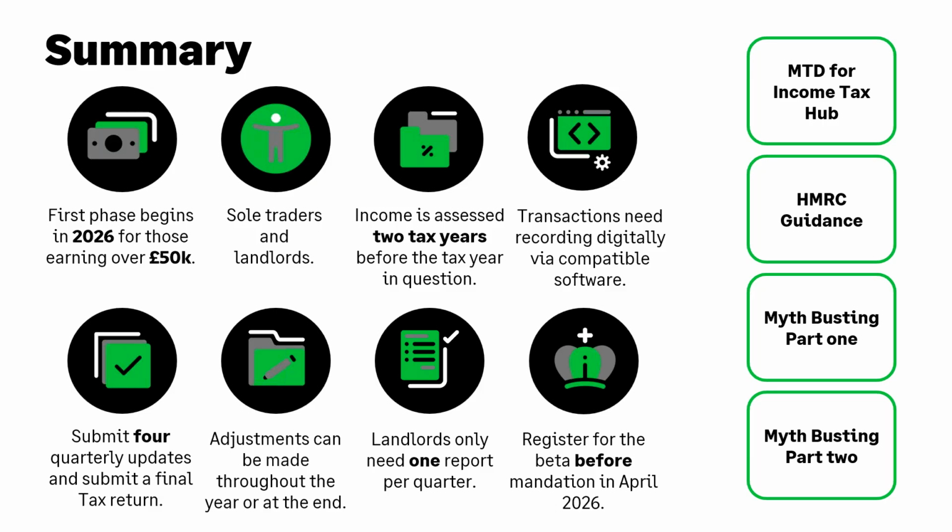Adjustments can be made throughout the year or at year end. Landlords need 1 report per quarter, no matter how many properties they own. You can register for the beta ahead of mandation in April 2026.